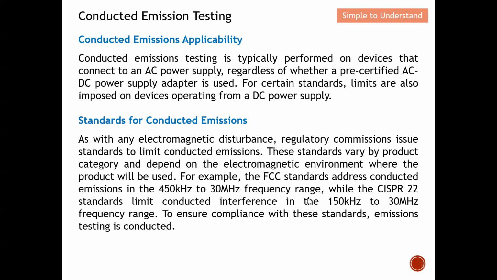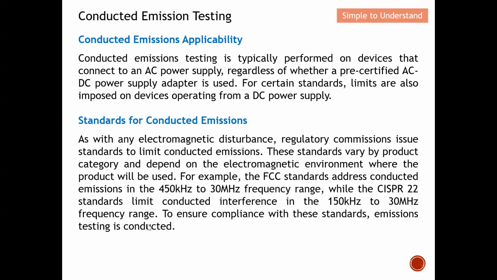The CISPR 22 standard limits conducted interference in the 150 kilohertz to 30 megahertz range. In short, you can see that Europe is much more stringent, because the test starts at 150 kilohertz, while the American FCC standard actually starts at 450 kilohertz. Both have the same upper cutoff frequency, which is 30 megahertz. To ensure compliance with this standard, emission testing is conducted.